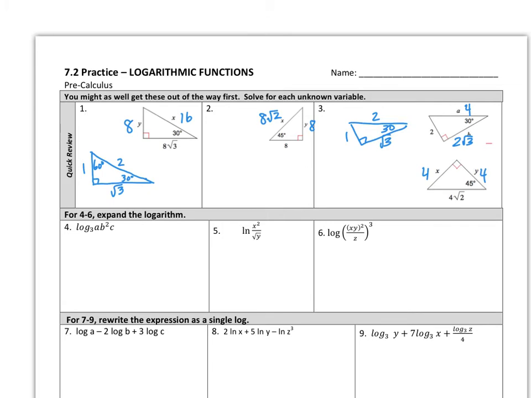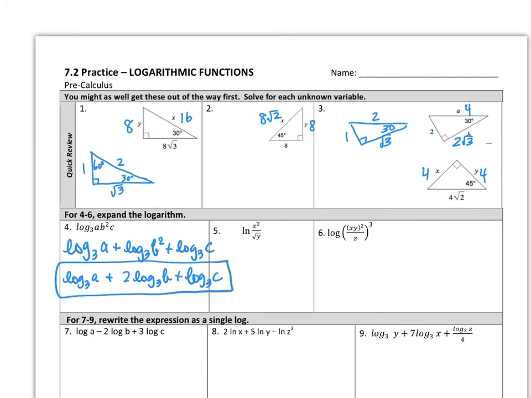All right, as far as expanding the logarithms, this would go to log base 3 of a plus log base 3 of b squared plus log base 3 of c. But remember that you need to take those exponents down. So the actual finished version would be this. Okay, if you can go straight to that last step, then by all means do that. You don't even have to write that middle step.